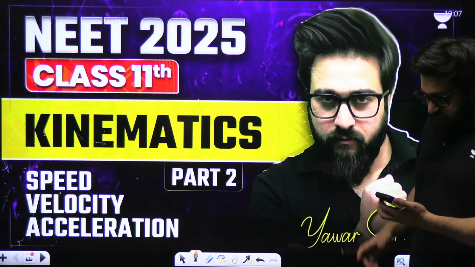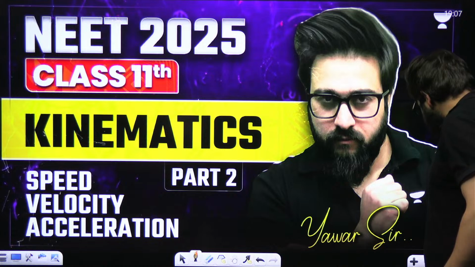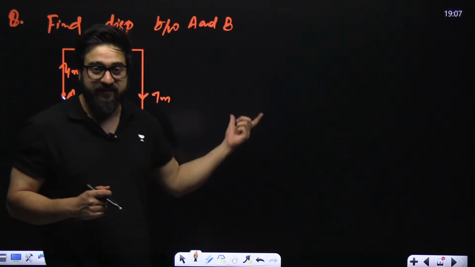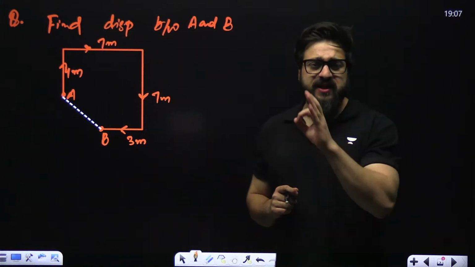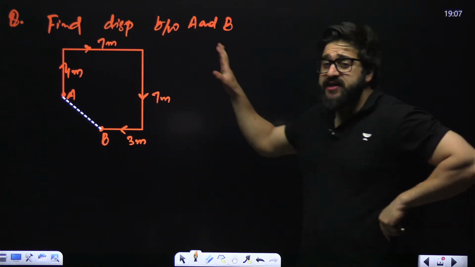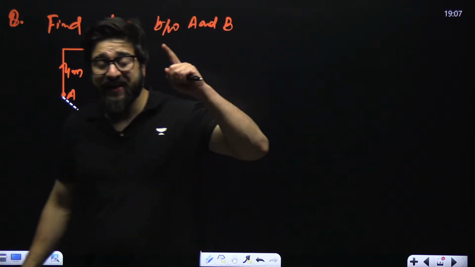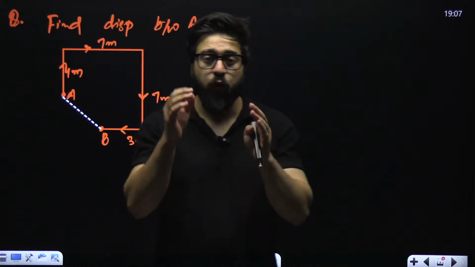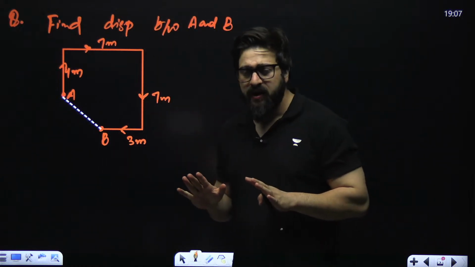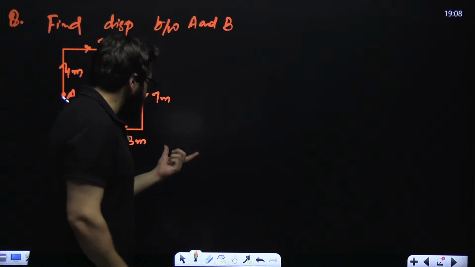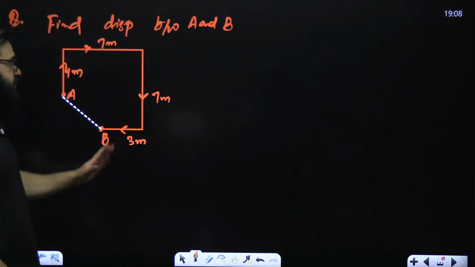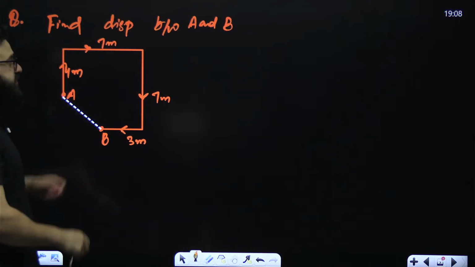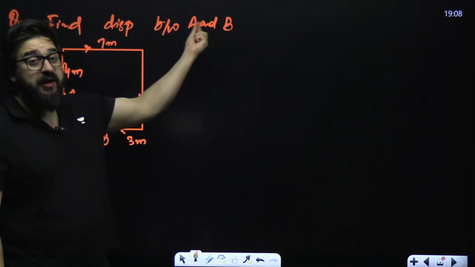Okay, so guys, now let's move on to the first question that we have got on the screen. Previously, when it came to distance and displacement, I have clearly explained what distance is and what displacement is. Now, in this particular question, we will have to solve some questions. The question says, find the displacement between A and B.